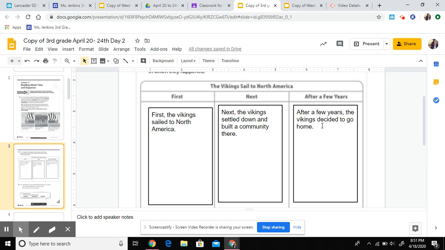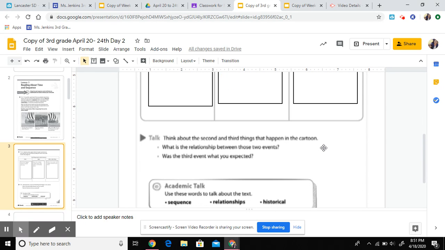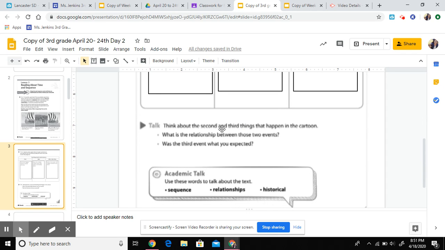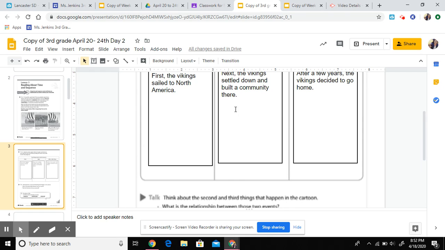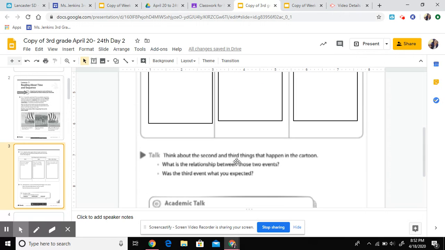Okay, so now that you have your sentences, you'll come down. Think about the second and third things that happened in this cartoon. So they settled down and built their own little town and community, and then they just decided to pick up and go back to where they came from, back to their home. What is the relationship between those 2 events? So what was happening? What was in common? What was the relationship between those 2 things?